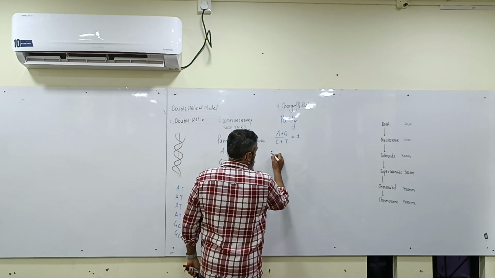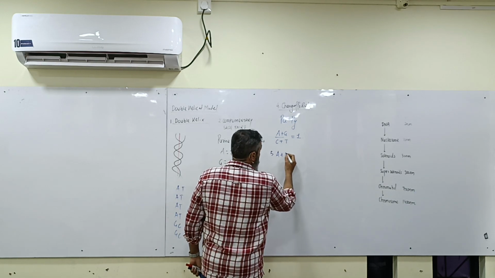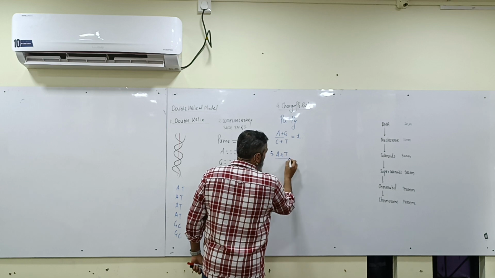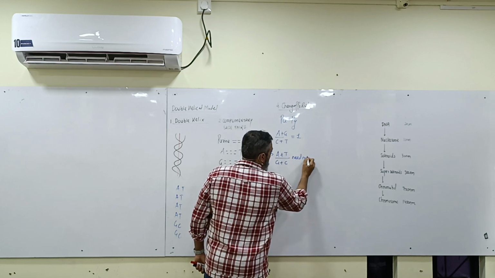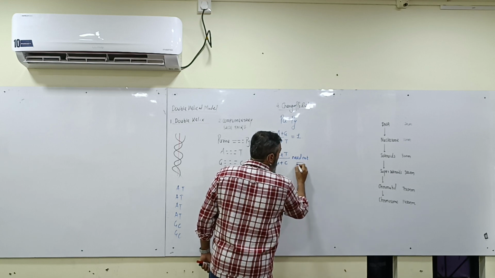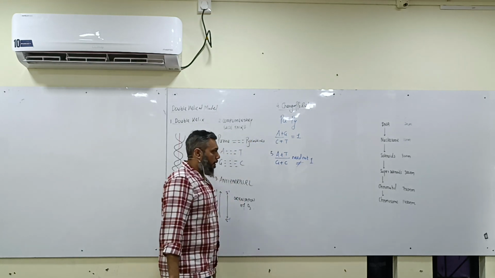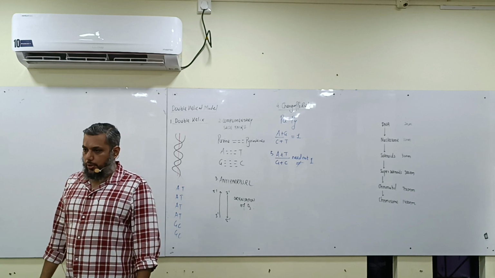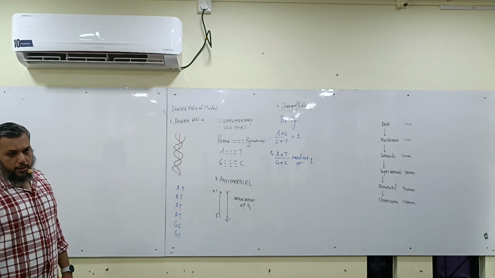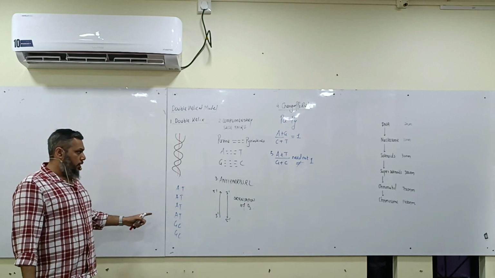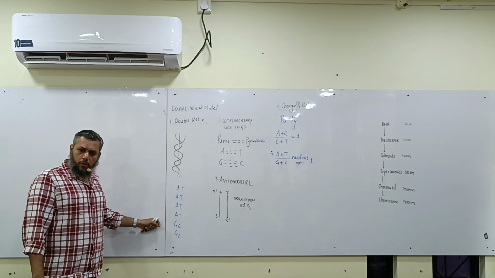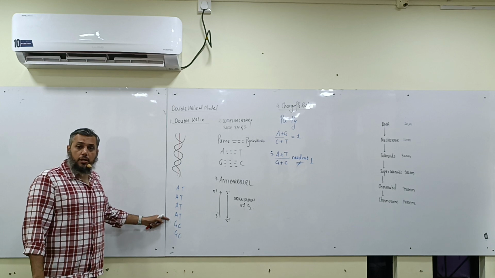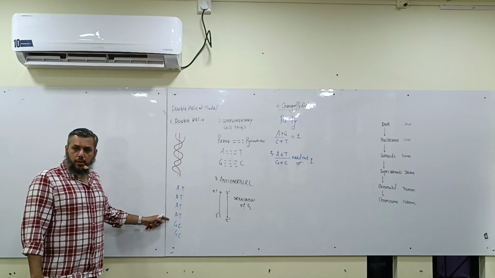But A plus T upon G plus C need not be equal to 1. Did you understand my point over here? Look over here, A plus T upon G plus C, is it equal to 1? No. This is a DNA which is rich in AT base pairs. There might be a DNA which is rich in GC.